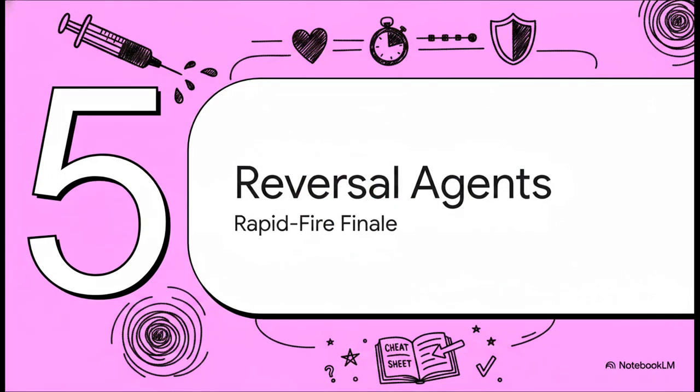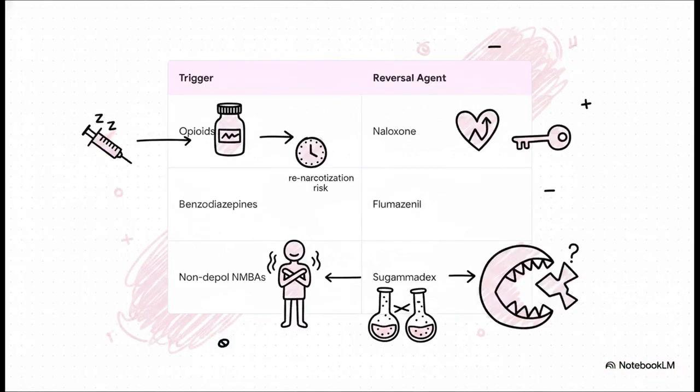All right, final stretch. Section 5, Reversal Agents and Antidotes, the rapid fire finale. Okay, take a breath. This is our rapid-fire cheat sheet of antidotes to test your matching knowledge, and matching is heavily featured on the CST. The crucial point here is matching the trigger to the fix. Let's run through these combos real quick.